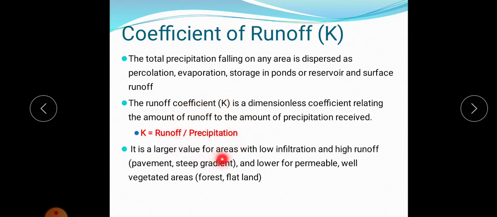It is a larger value for areas with low infiltration and high runoff, and lower for permeable, well vegetated areas. That is, if the soil has low infiltration, the runoff will be high. That is, greater the imperviousness of an area, that is, if the area is impervious or impermeable, lesser will be the infiltration. So hence greater will be runoff. When infiltration reduces, runoff will be more. So in that case K will be high, because K is equal to runoff by precipitation.